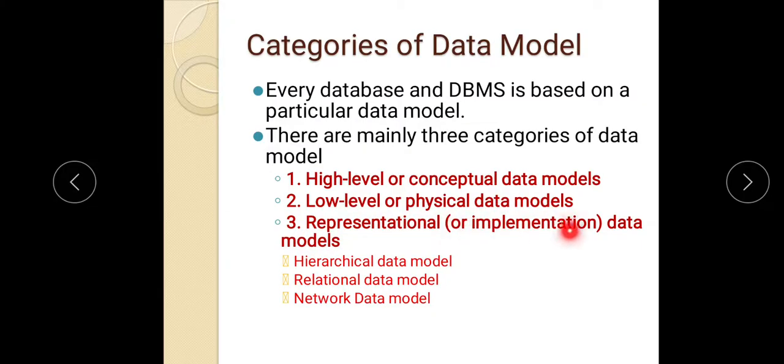Now the representational or implementational model. Okay, now the last one is the low level or physical data model. So let us explain these three categories in detail. The representational model is subdivided into hierarchical data model, relational data model, and network data model. Okay, so these are the categories of data model. This is very important. High level or conceptual model, low level or physical model, representational or implementational model, which is further classified into hierarchical, network, and relational model.